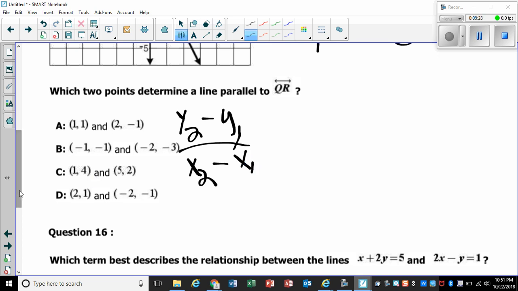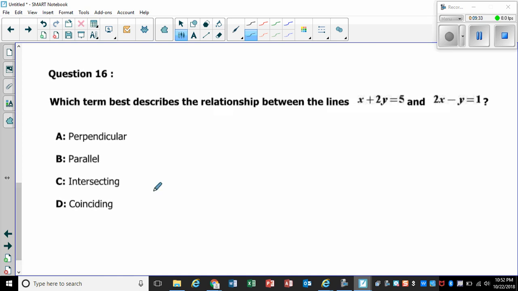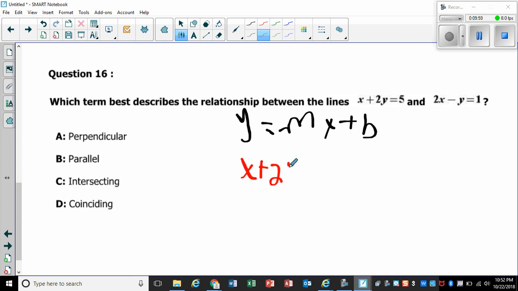Okay, all right, 16: which term best describes the relationship between the two lines? You have to put both in y equals mx plus b form and then check the slope. The first one is x plus 2y equals 5, right? Since it's taking me a longer time, I'm just going to pause it, do it, and start it back again.